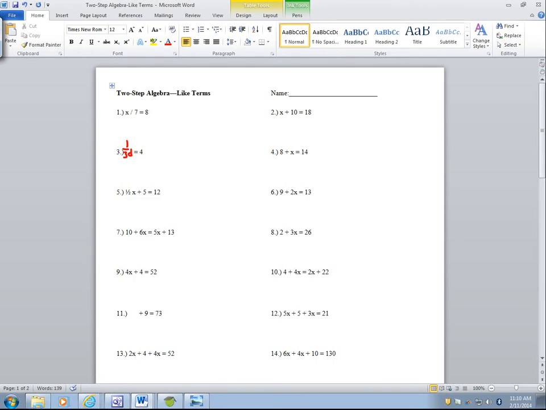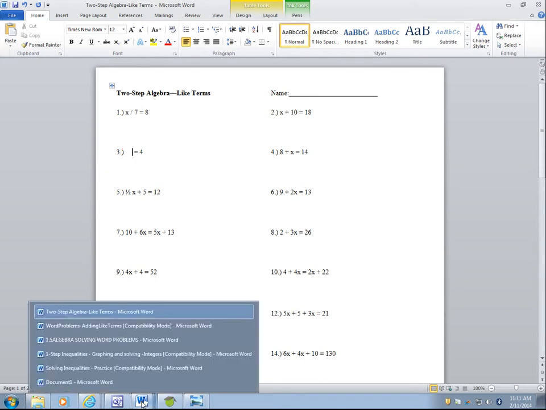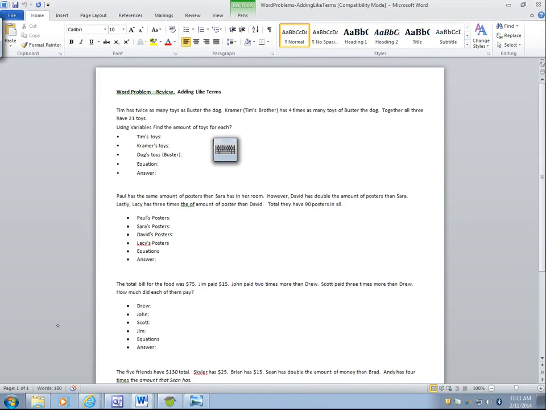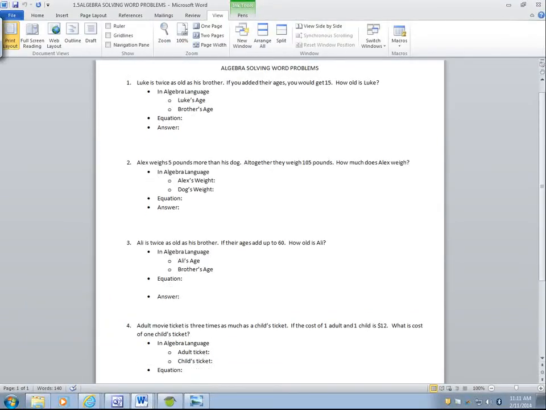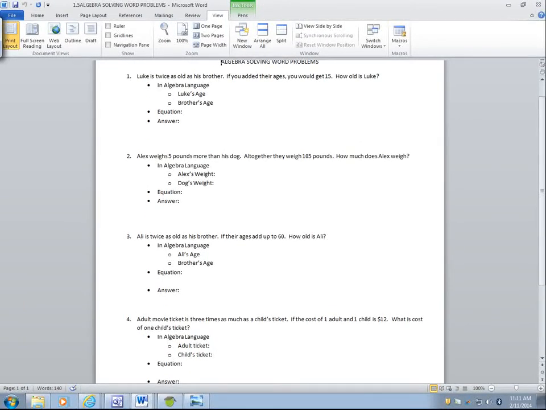All right. Now, on the back, there's a few word problems. Okay? These word problems should look somewhat familiar to you. We did these in the first part of the year. Okay? Let's look at number 1. Luke is twice as old as his brother. If you added their ages, you would get 15. How old is Luke?